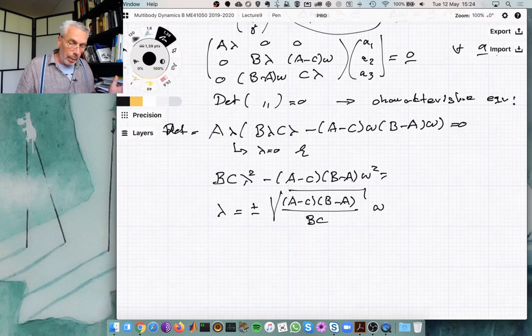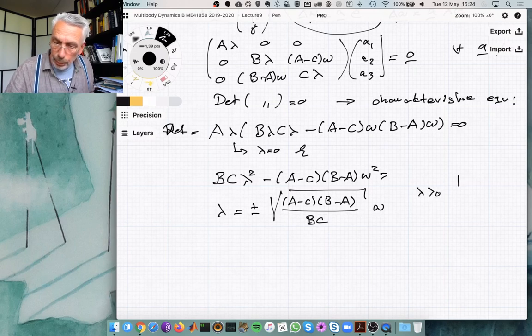Well, remember, if lambda is positive, then we get this exponential growth. We get unstable.